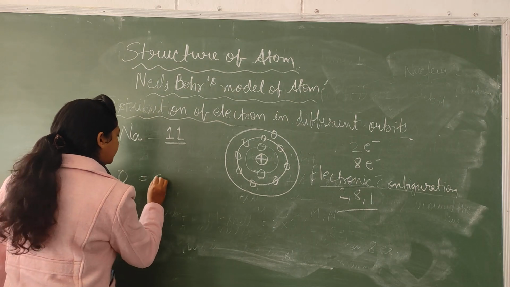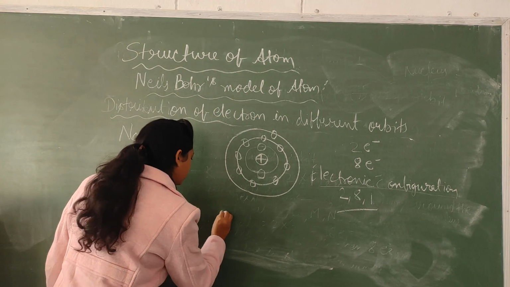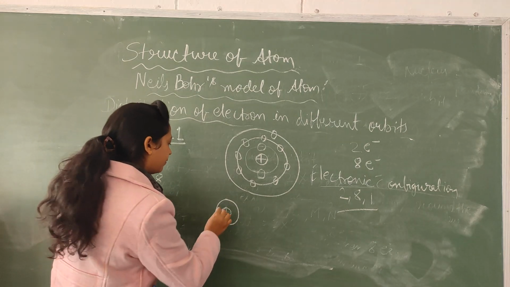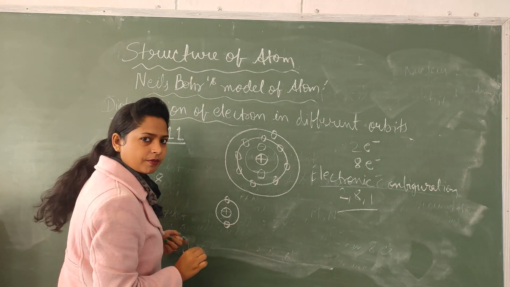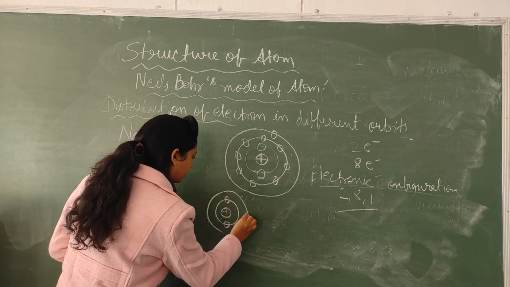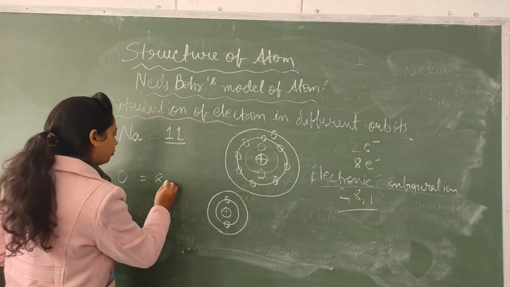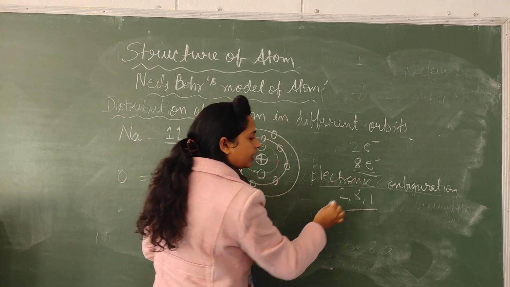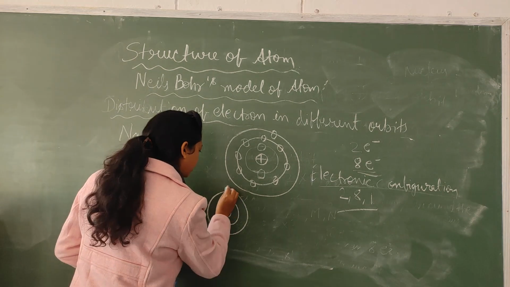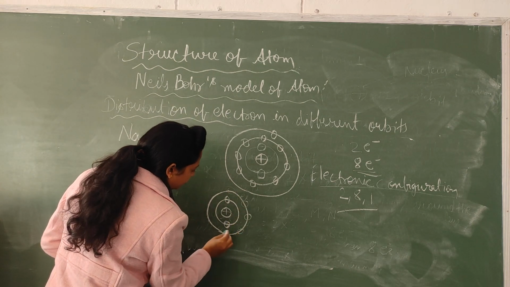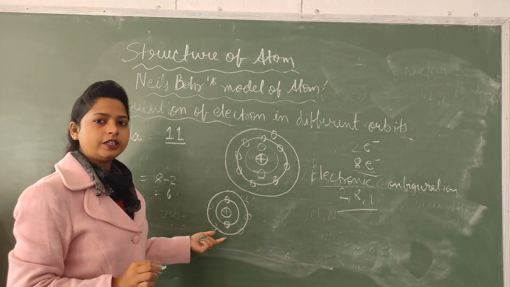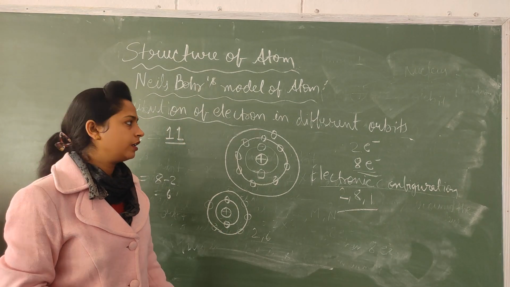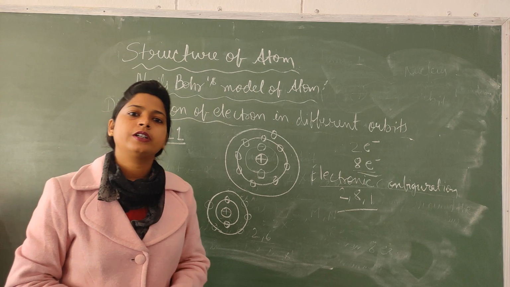Oxygen has 8 electrons. So what do we do? We first make the nucleus, then the first orbit. 8 electrons are there, and in the first orbit only 2 electrons can be filled. Then we move to the second orbit. We have placed 2, so how many are left? 6. The maximum capacity of the second orbit is 8, but we only have 6 left, so we fill just 6: 3, 4, 5, 6. Clear? So its electronic configuration is 2, 6. So this is the distribution of electrons in different orbits.